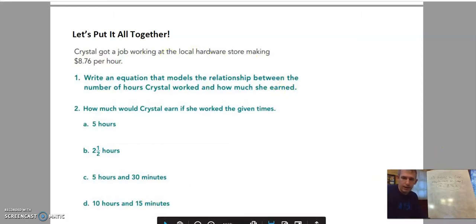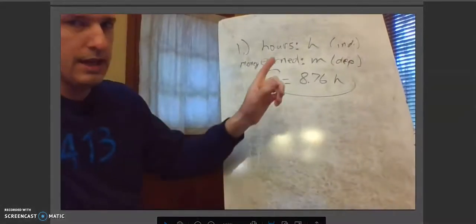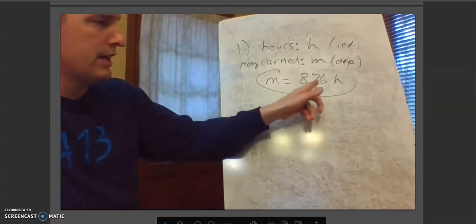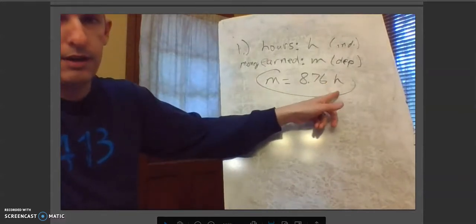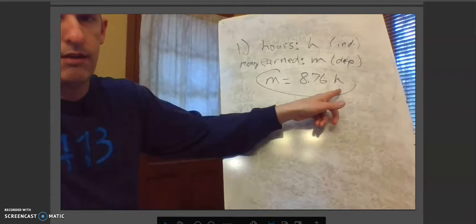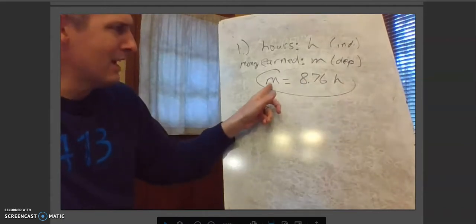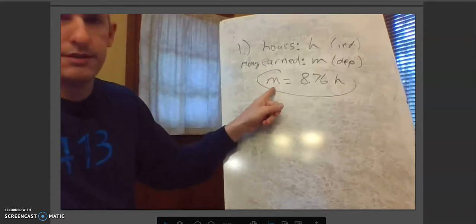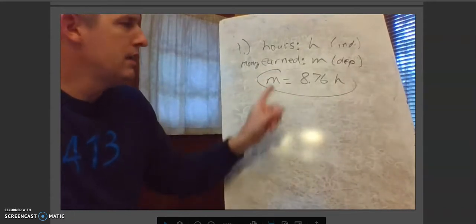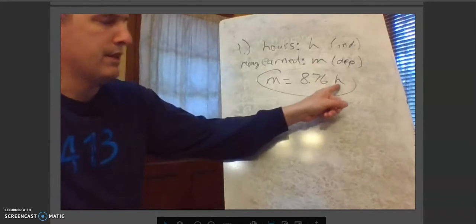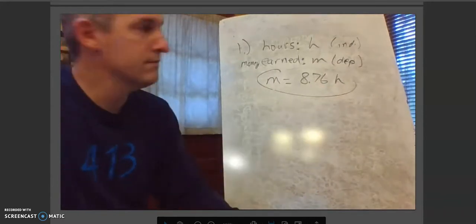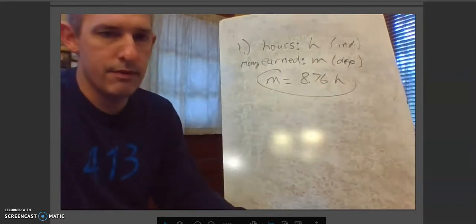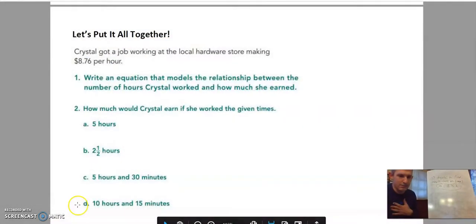So again, let's review. It says she gets paid $8.76 per hour of working. So every time we increase this number, the amount of money that she earns is going to also increase. This depends on this.